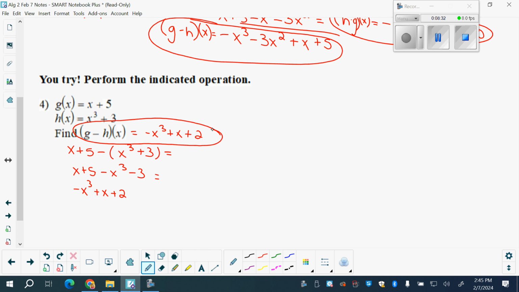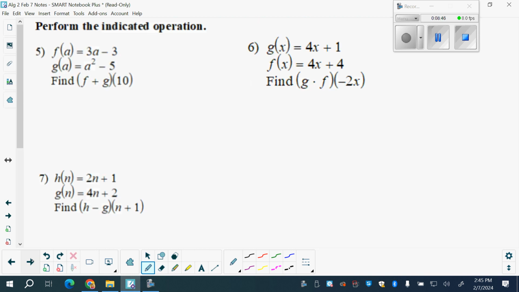Okay, this is what we get for our answer on number 4. Any questions on that? Okay, on to the next example. Yes, we do get a little harder today.